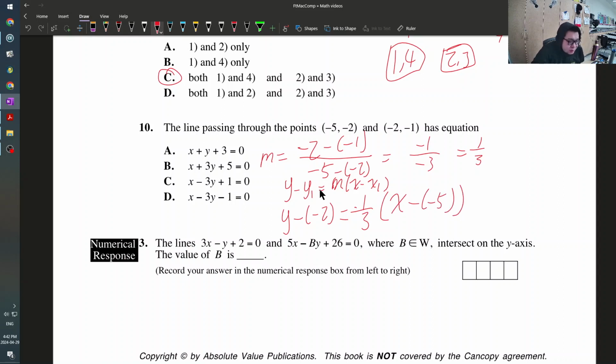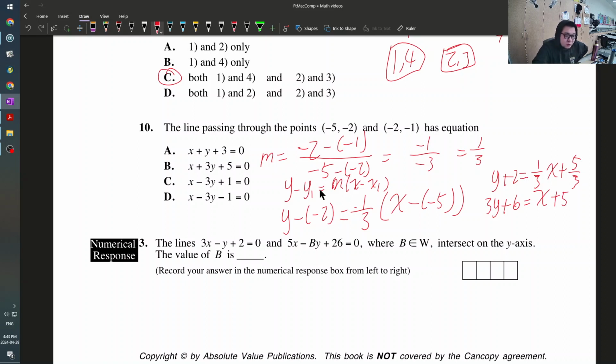Simplify this: y plus 2 is equal to 1/3 x plus 5 over 3. Move everything to one side, or multiply everything by 3 first. 3y plus 6 is equal to, multiply by 3, so x plus 5.